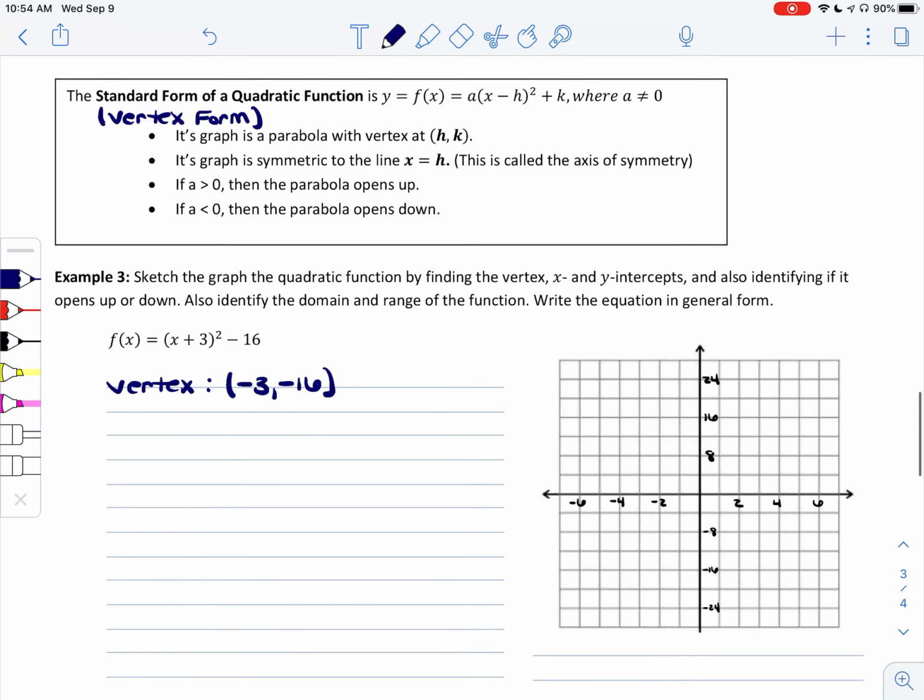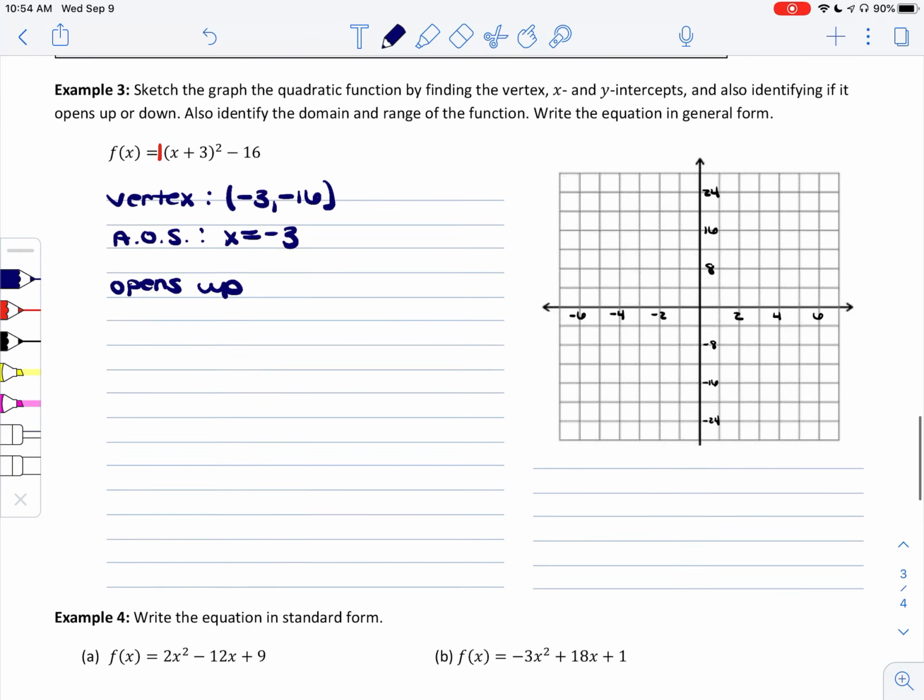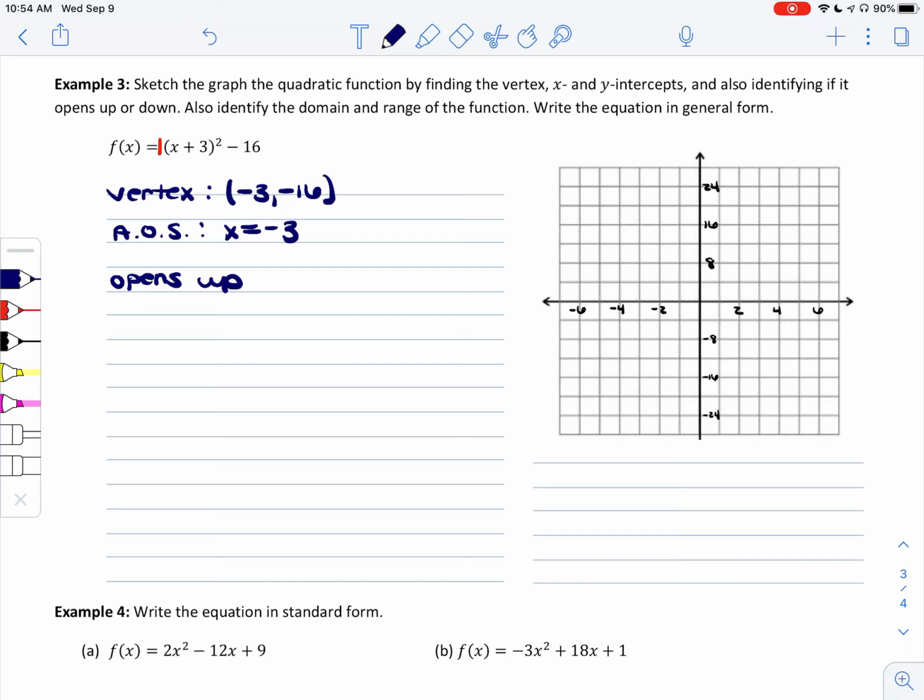All right, the axis of symmetry then goes straight through the vertex. That's just the vertical line x equals -3. Okay. Our a value on this one is just the understood 1 that's out front. So since that's positive, our parabola opens up. All right, so then just like we did when we graphed our parabolas in general form, we need to find our x and y intercepts.